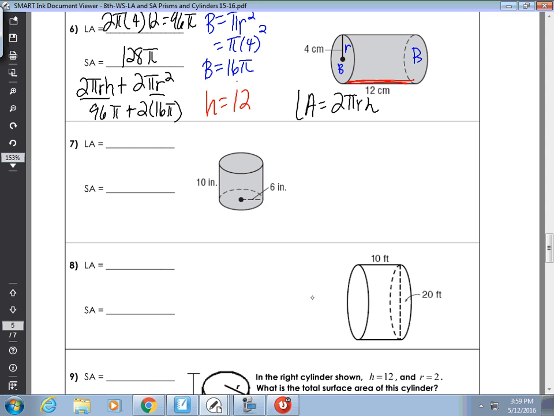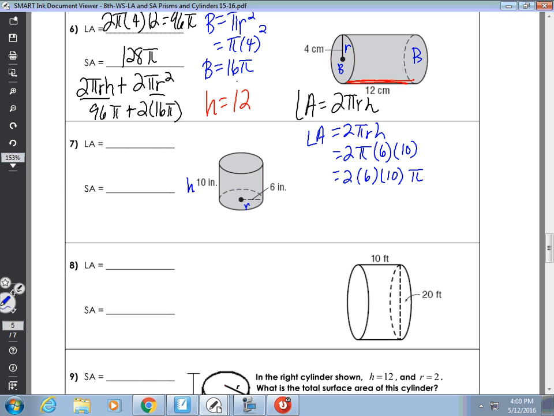On number 7, lateral area, again, is 2 pi r h. Our radius is given at 6, our height is given, it's 10. So I'm just plugging it in, 2 pi, 6, and then 10. Really, the only thing I'm multiplying together is 2 times 6 times 10, and then keep pi at the very end. So 2 times 6 is 12, then times 10 is 120 pi. So our lateral area is 120 pi.